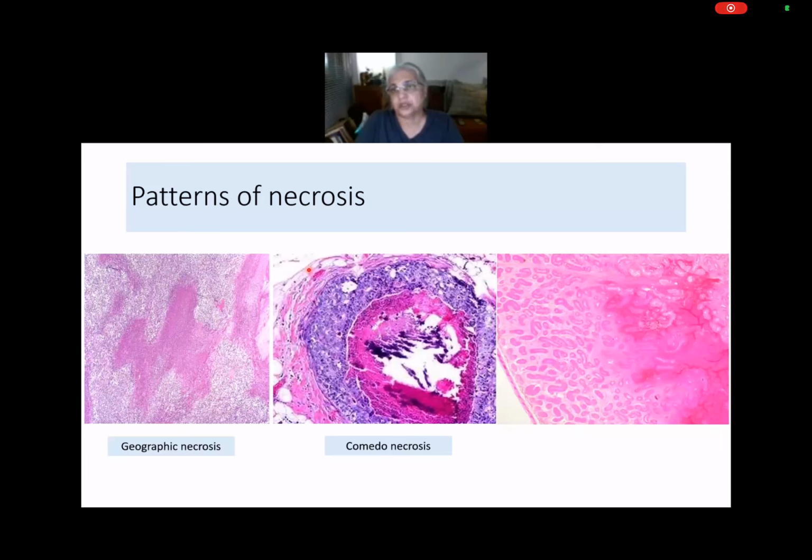What does it mean? You've heard of a comedone? What's a comedone? Blackheads, ma'am. Blackheads, whiteheads. Okay. And those whiteheads and blackheads are actually necrotic tissue, right? Yes. Dead cells, surrounded by an area of space.